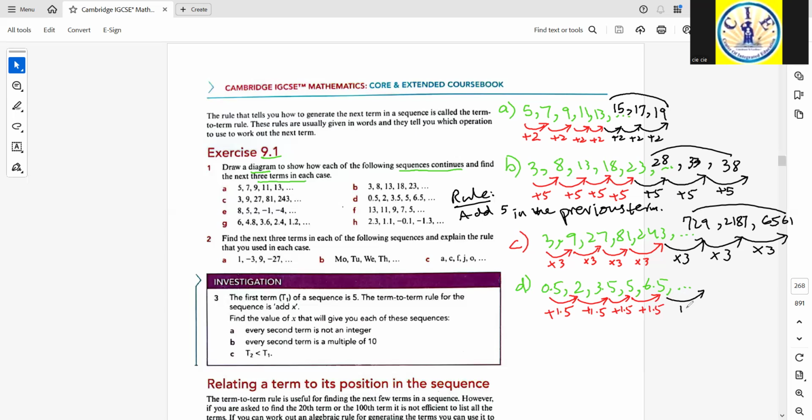So adding 1.5 to 6.5, it would give me 8. Then adding 1.5 once again, it is 9.5, and adding 1.5 another time, it will give me 11. So 8, 9.5, and 11 are the next three terms of the sequence.